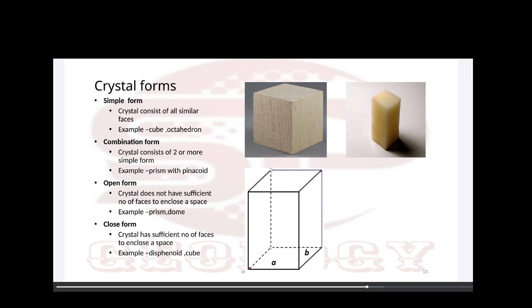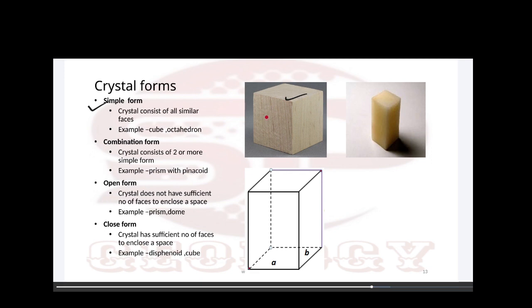Then come to crystal form. What is a crystal form? Different crystals consist of different phases. On the basis of different phases and their arrangement, there are different types of crystal form. The first one is the simple form. A simple form is a crystal that consists of all similar phases, like a cube. Here it consists of all similar phases.